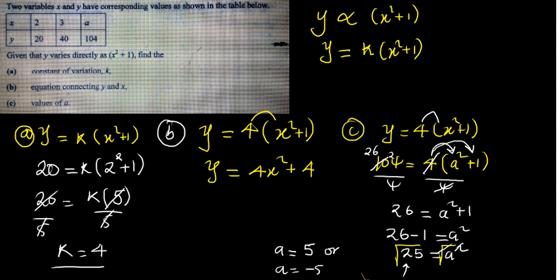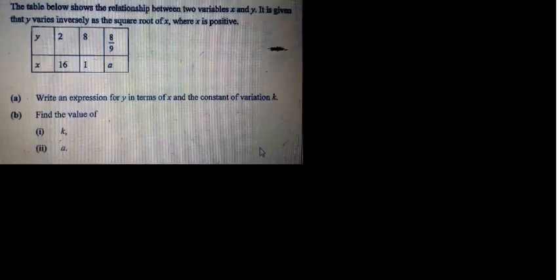So this is it for this question, and let's look at this one. So this one is saying it is given that y varies inversely as the square of x. I think this one is the one which we already did. Okay, let's look at this one as the last question.